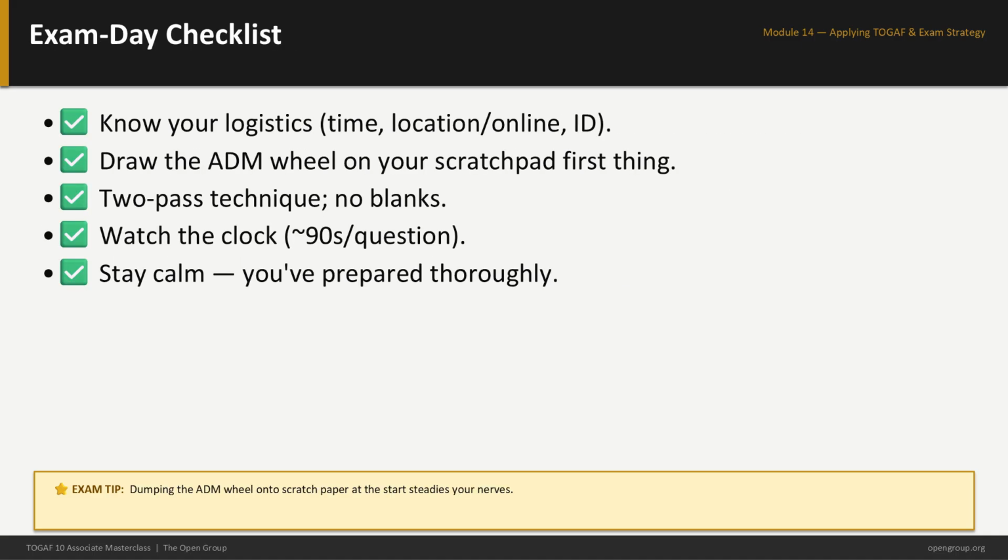Here's your exam day checklist. Confirm your logistics in advance, the time, whether it's at a center or online, and your ID. As soon as you start, dump the ADM wheel onto your scratchpad, while it's fresh and your nerves are highest. Use the 2-pass technique and leave no blanks. Keep an eye on the clock, budgeting around 90 seconds per question.